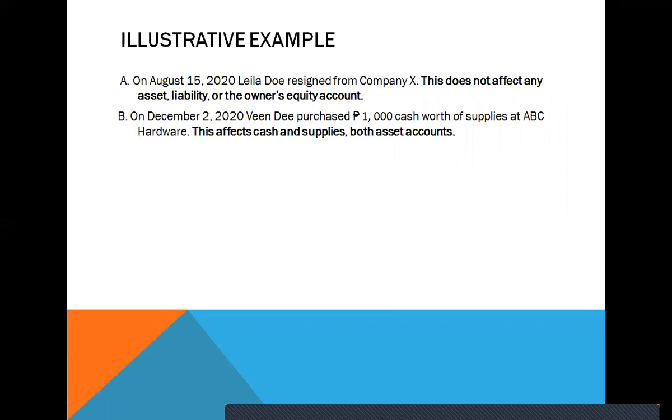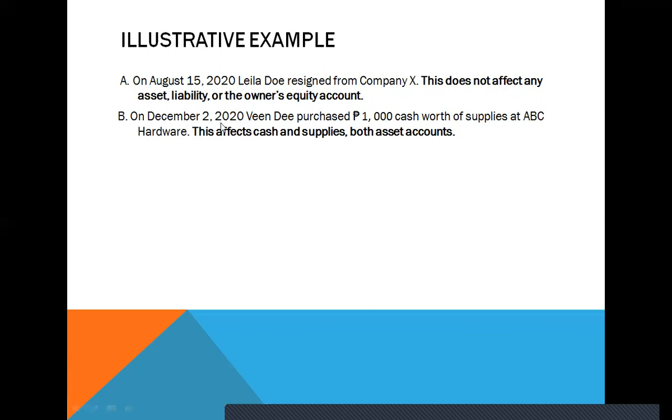To better understand that step, take a look at this example. For example A, on August 15, 2020, Lila Doe resigned from Company X. So this does not affect any asset, liability, or the owner's equity account. So the resignation of Lila Doe from the company does not affect the financial statements of the company. All right, now let's go to transaction B.